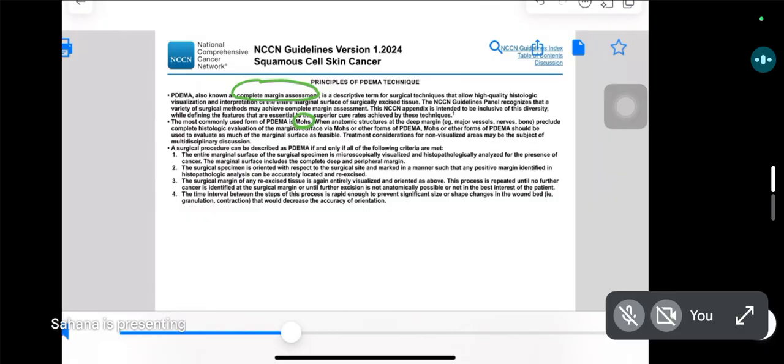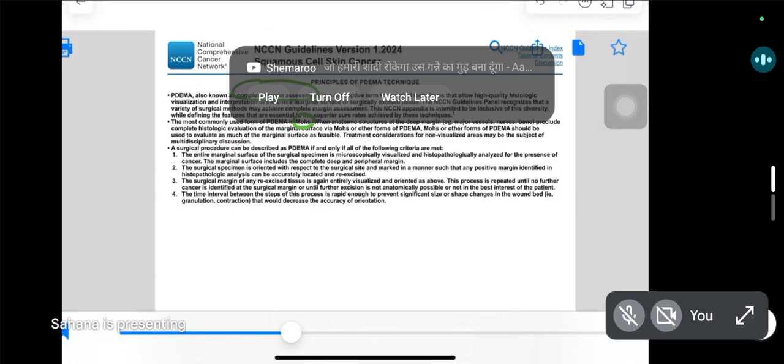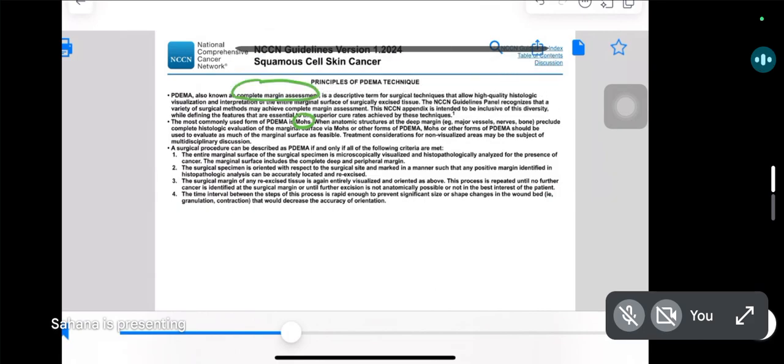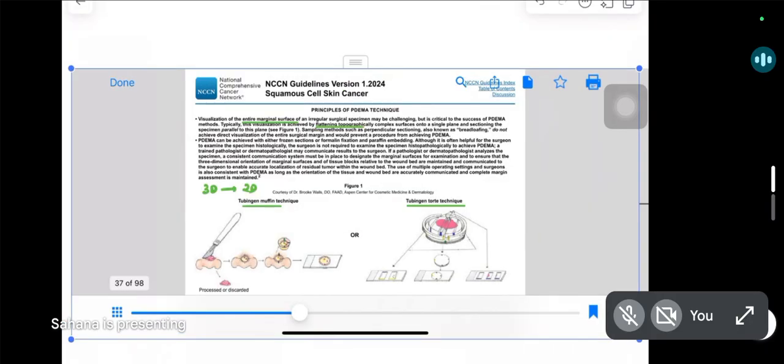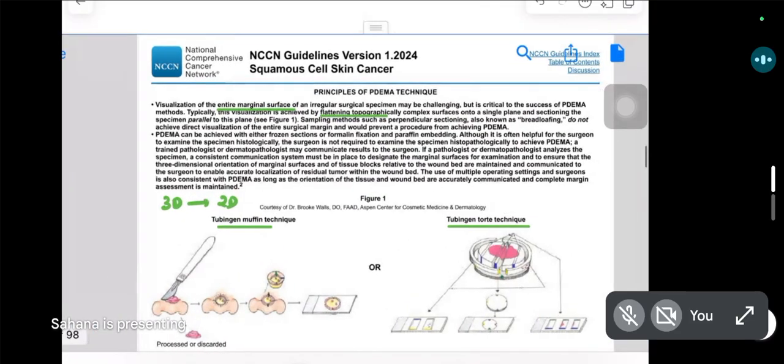So basically, they want to tell that you will visualize both the margins, that is peripheral and deep. You will orient in such a way that the pathologist can communicate the exact place where you have to re-excise or refashion it. You will keep doing this process till you get a negative margin. You will stop if you are reaching critical areas, and you will do this process rapidly enough that the surgical bed will not shrink or change in shape, such that your representative margin is changed. So the principle is, basically they want to visualize all the margin peripherally and deep. That is the whole concept of this PDMA.